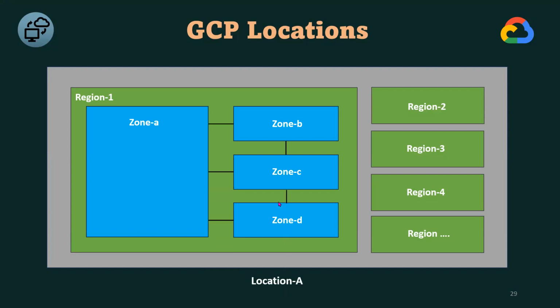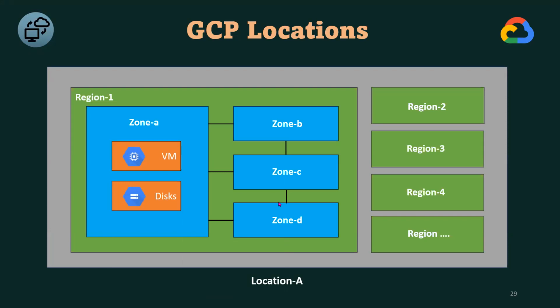Each zone is connected to the others via a high bandwidth network. Each zone is an availability zone because each zone has its own resources, physical resources and virtual resources. Resources are nothing but infrastructure, which you can think of as storage, networking, and all of those things. So that is the concept of GCP locations.